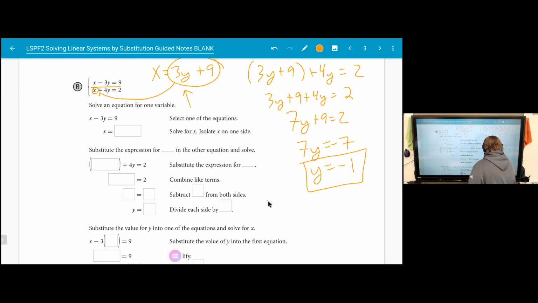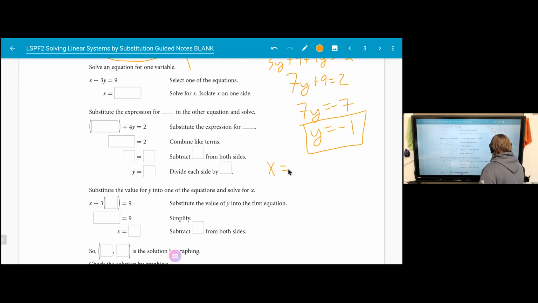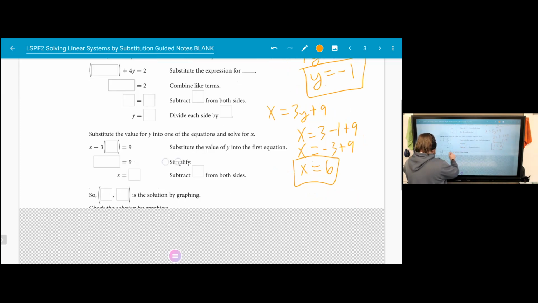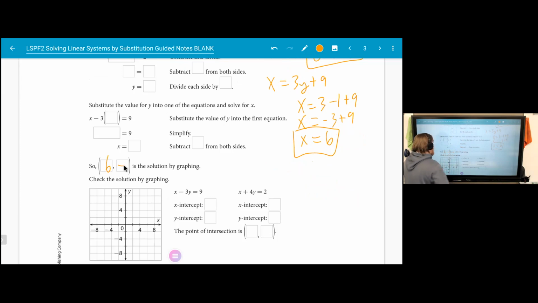So if x equals 3y plus 9, and y is negative 1, x equals 3 times negative 1 plus 9. Well, 3 times negative 1 is negative 3, and negative 3 plus 9 is 6. X is 6. These two lines do intersect, and they intersect at the point 6 comma negative 1. So 6, negative 1 is the solution.